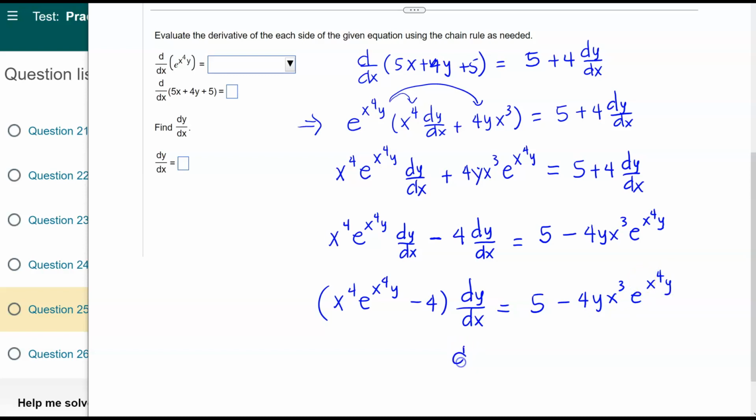Then finally, you can solve for dy/dx by dividing both sides of the expression by the coefficient of dy/dx, meaning this expression here. So therefore, this is equal to 5 minus 4y x cubed e to the x to the fourth y all over x to the fourth e to the x to the fourth y minus 4.